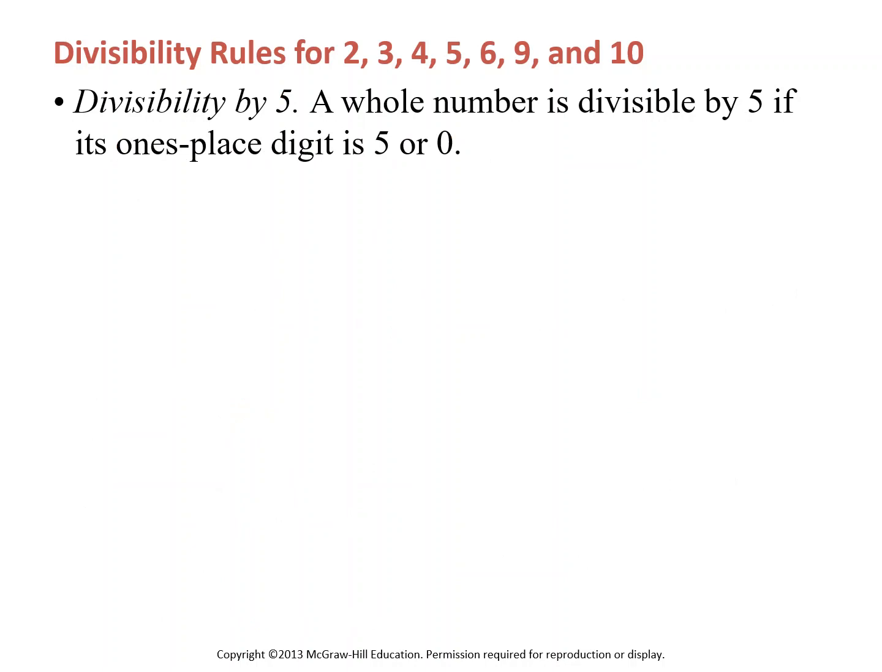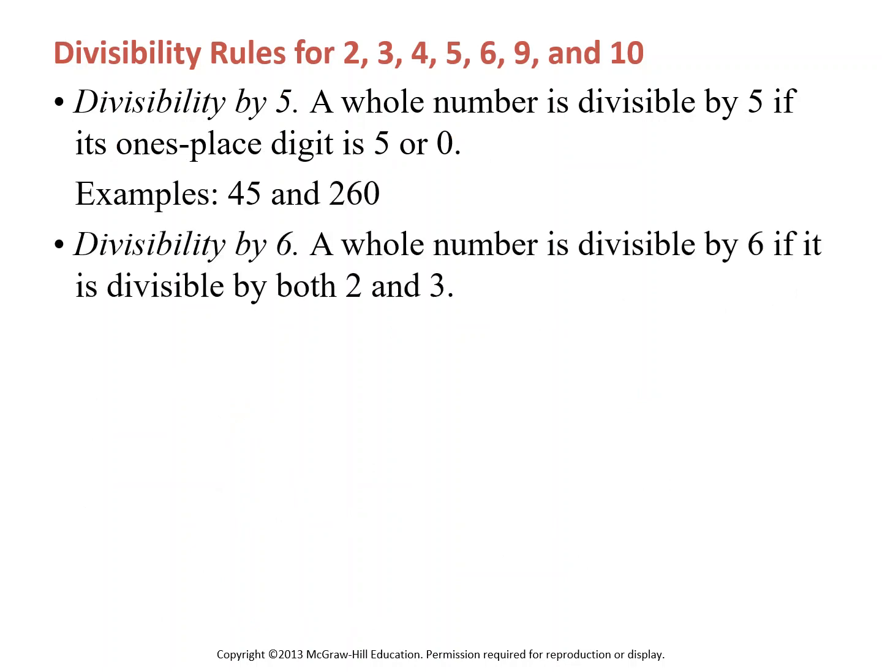A whole number is divisible by 5 if it ends in 0 or 5. A number is divisible by 6 if it's divisible by both 2 and 3. Examples: 90 and 456.